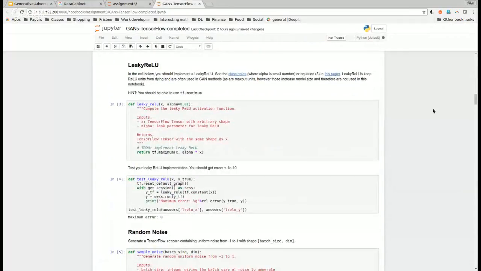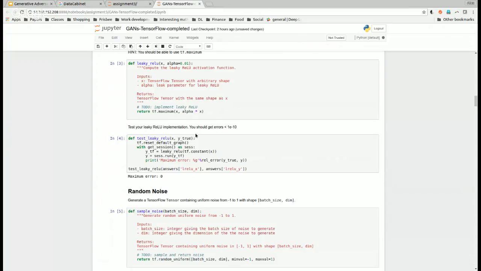So I mentioned you have to implement a nonlinearity, the leaky ReLU, but that's easy. A normal ReLU is just the max of 0 and x. This is alpha x, where alpha is very small, and x. So very simple. Basic test for it. Oh wow, okay, it worked.